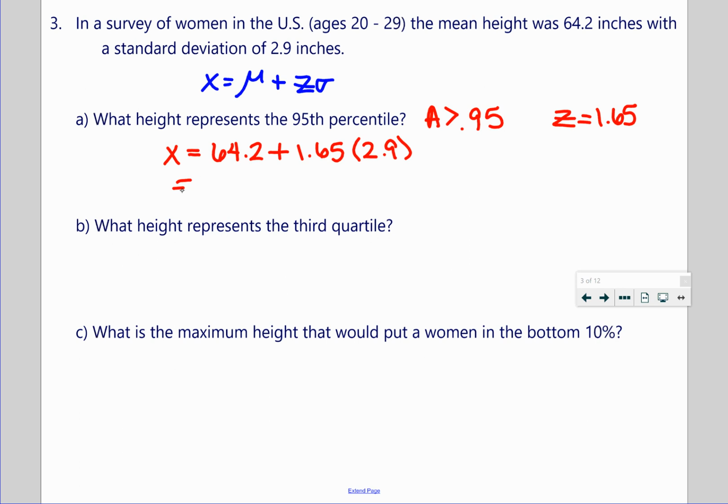I get 68.985, and that would be inches. And it doesn't say to round, so we're just going to leave it exact there. Okay.